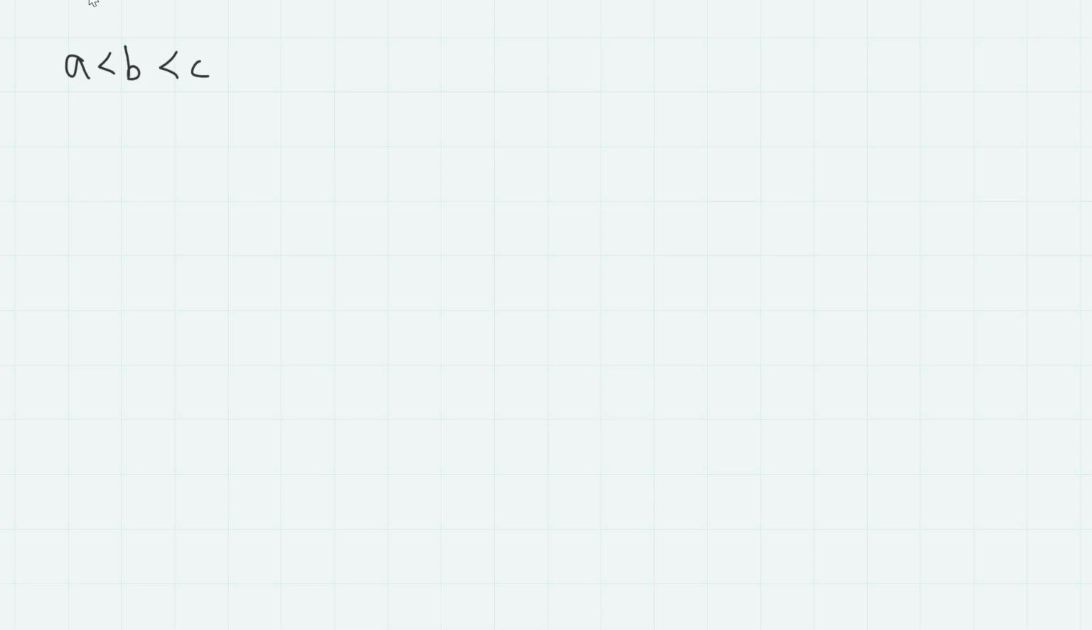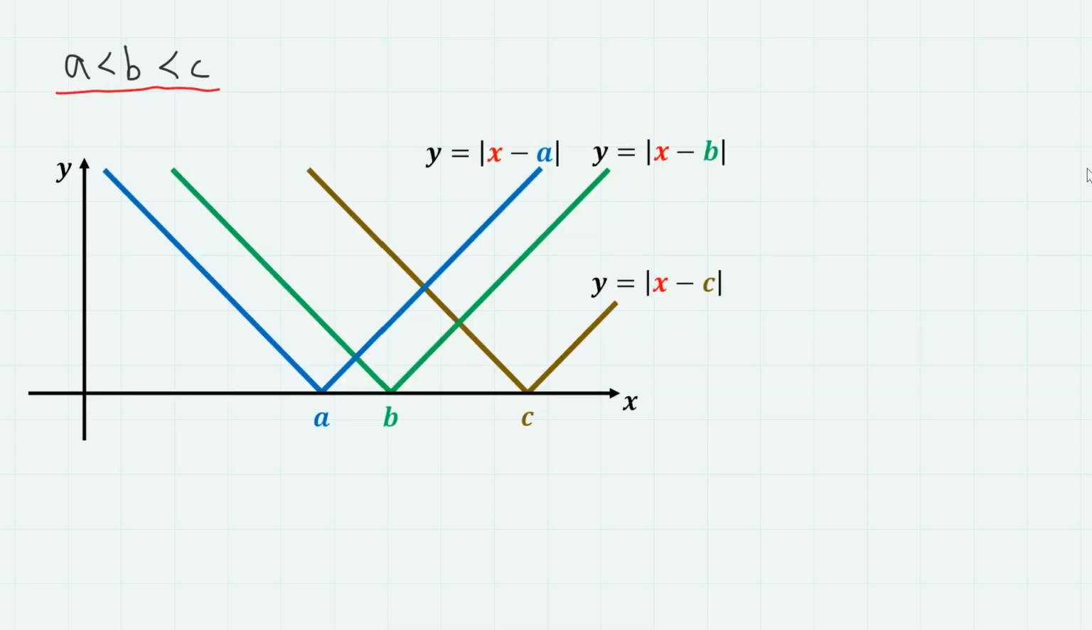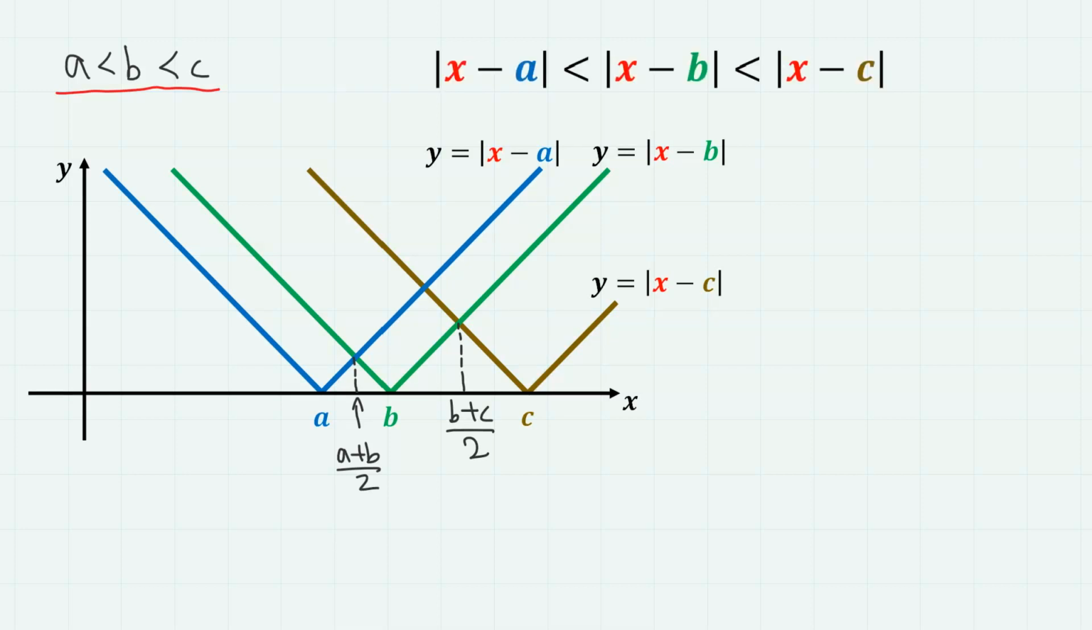Here we have to remember that a is less than b and b is less than c. So these three graphs look like this. And you can easily find that this coordinate is (a plus b) over 2 and this coordinate is (b plus c) over 2. Now we have to find the region where this inequality is satisfied.